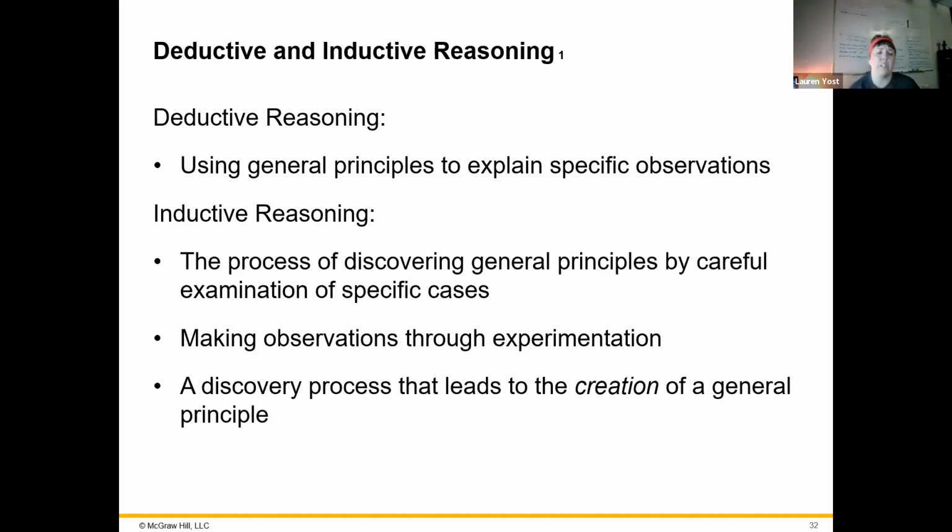So we have deductive reasoning and inductive reasoning. What I just explained to you is deductive. We are using a general principle to explain specific observations. In inductive reasoning, we are basically making observations just through general experimentation, and then we have the creation of a general principle based on that, sort of like a reverse way of looking at things. So inductive reasoning tends to be more like a Sherlock Holmes approach.